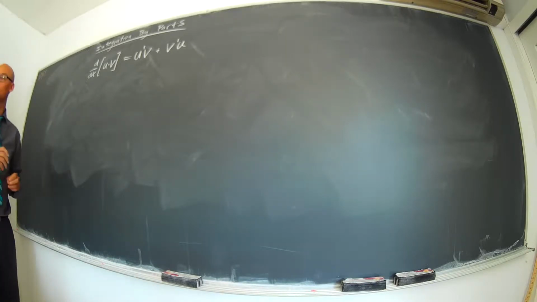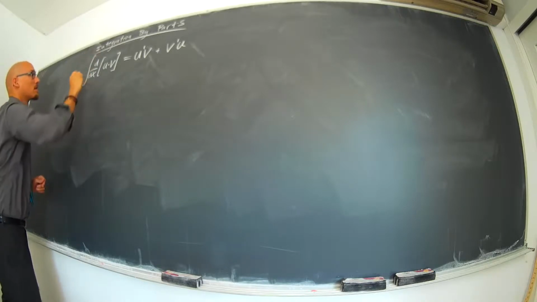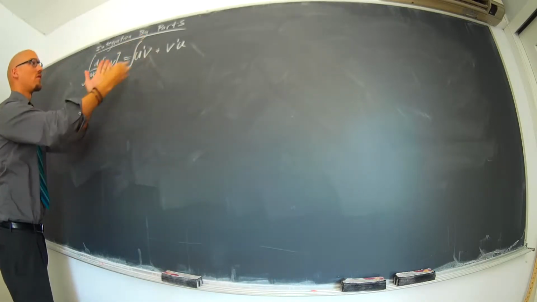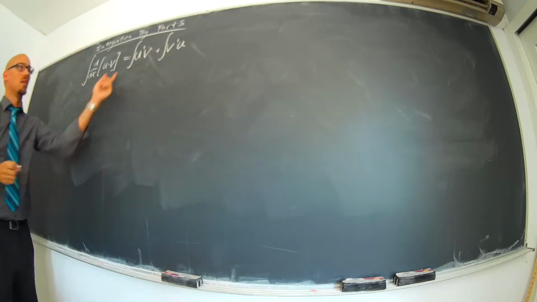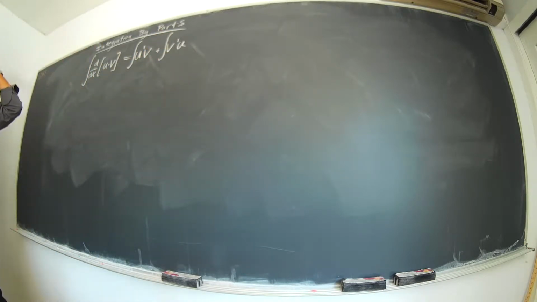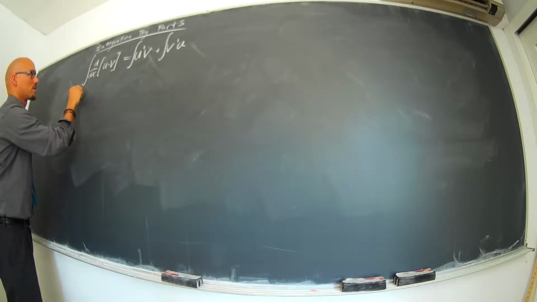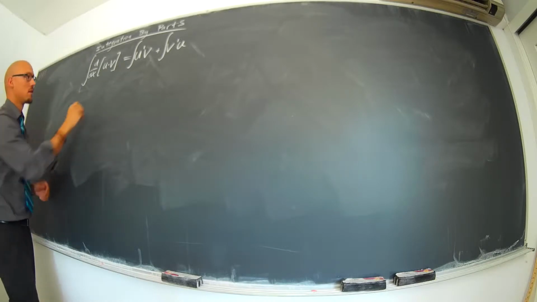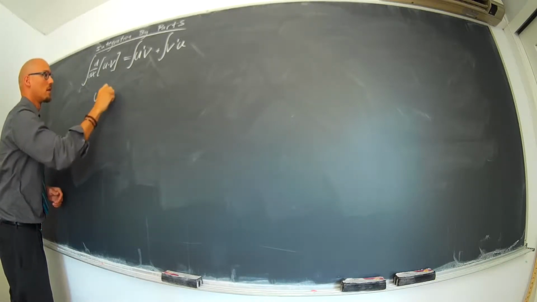Now, if we integrated both sides, brace for impact, take the integral of both sides, the integral of all that is basically the integral of this plus the integral of that. You with me? And what's the integral of the derivative of u times v? uv. So the integral and the derivative undo each other. This is just u times v equals.